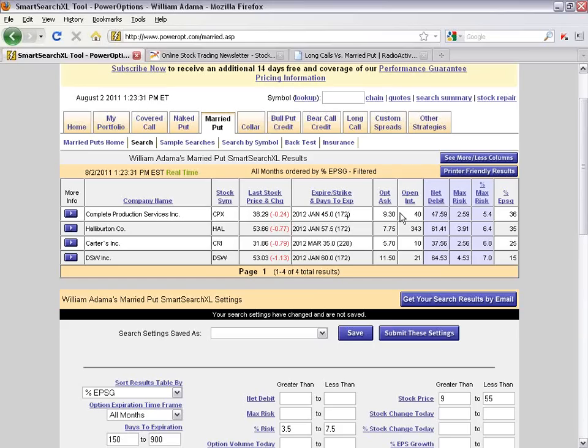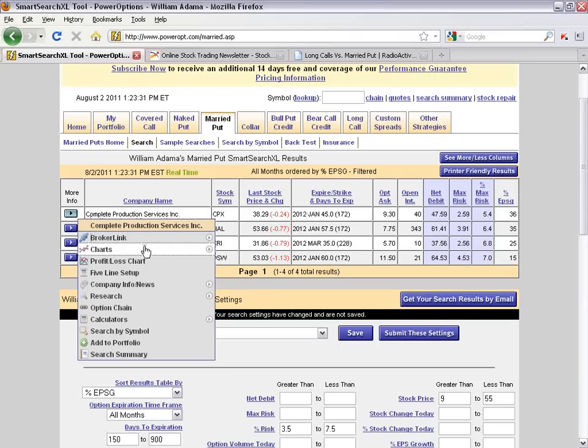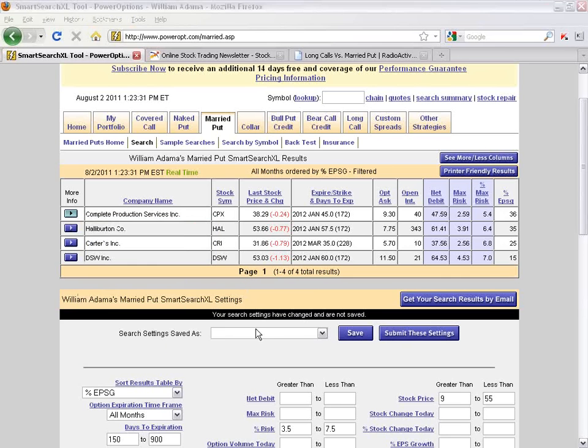I'm going to have to add some columns in here to take a look at that, but it's a 5.4% risk. The stock's almost at 38.29, almost the same price as PXP. And we're buying the January 45 put pretty deep in the money for $9.30. So total investment is $47.59. We're risking 5.4%.